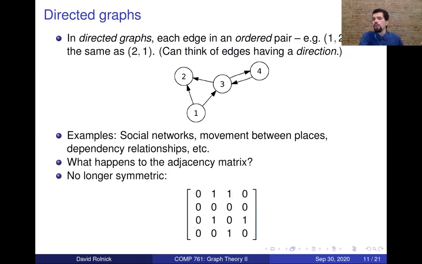Well, it's no longer symmetric. This is the adjacency matrix of this graph, so there's an edge from 1 to 2. So in row 1, column 2, there's a 1. Similarly, there's an edge from 3 to 4. So in row 3, column 4, there's a 1. But there's also one from 4 to 3. So here there is a 1 as well. But in general, it's no longer symmetric because an edge from A to B doesn't mean there's an edge from B to A.